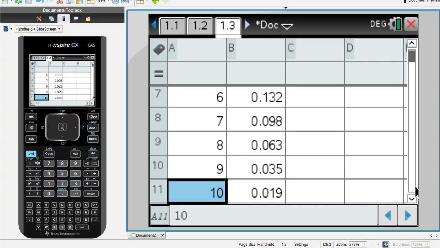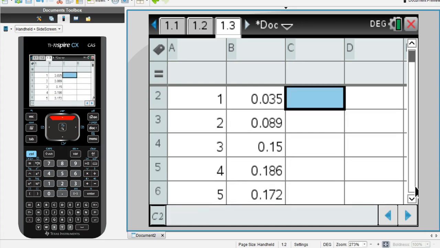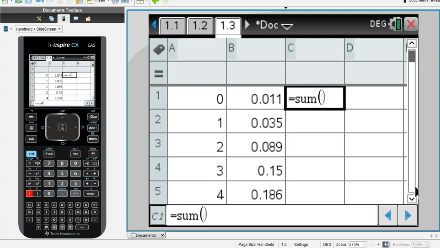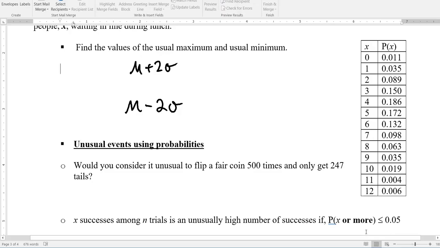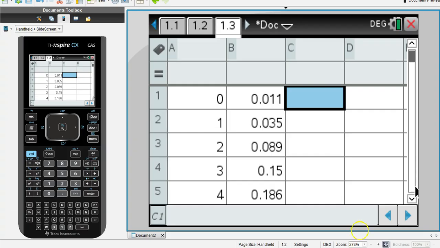Second, do these probabilities add up to 1? Well, I can verify that pretty easily. What is the sum of everything in B? Well, that feels pretty good. And all the probabilities range between 0 and 1. Okay? What do we need?